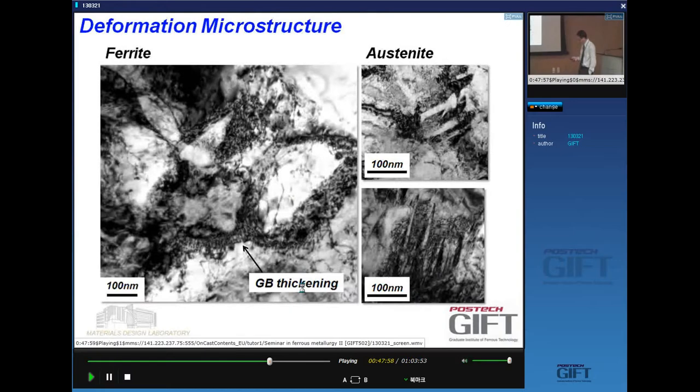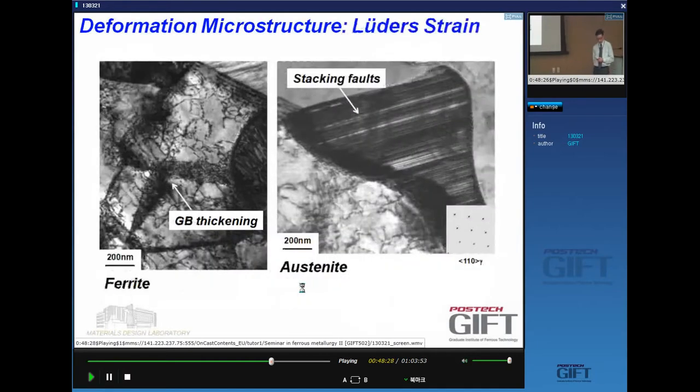When we look in the TEM at these microstructures, we see very much the same thing as what the ultra-fine grained people see in their microstructure. For instance, the ferrite grains undergo grain boundary thickening. So that means they absorb all the dislocations. And you see the same process as in the cell formation. The interior of the ferrite grains has an extremely low dislocation density. And the austenite in deformation, of course, turns into martensite.